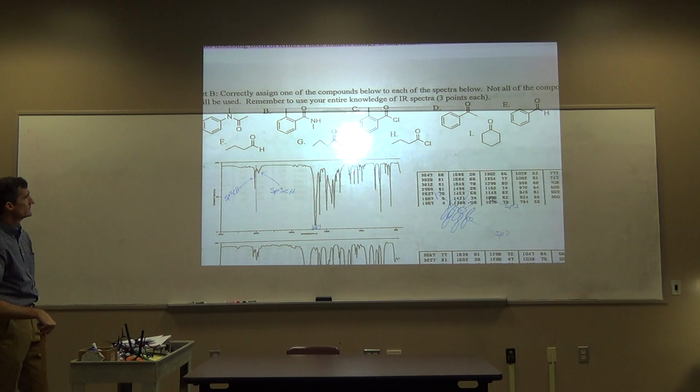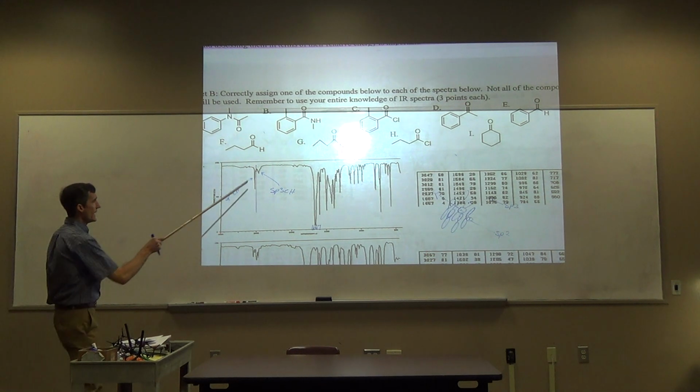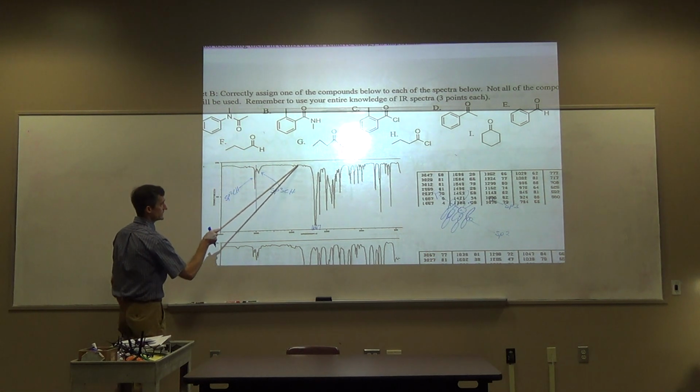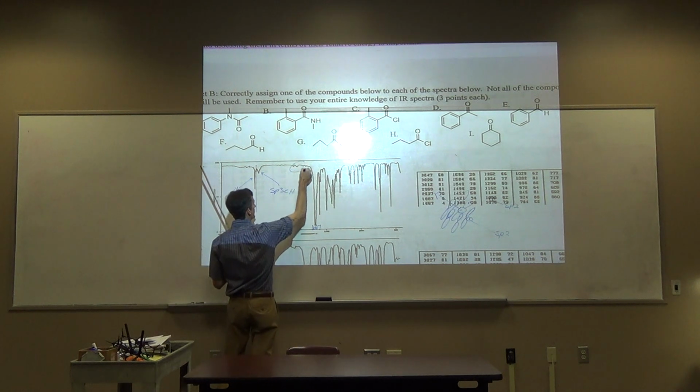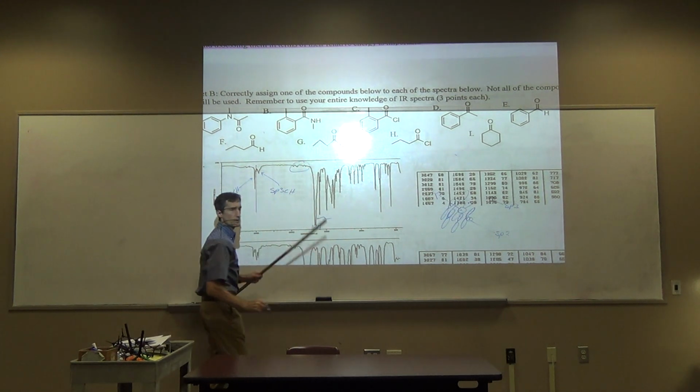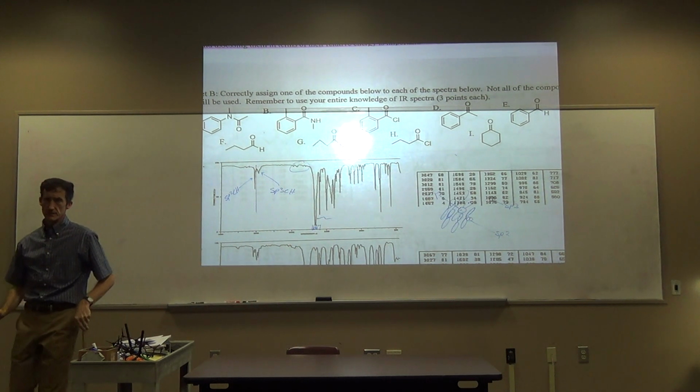Professor, also don't we know that it most likely has a ring because of the mountain range? Aromatic, yes. It's a little weak, but it looks like an aromatic, and it's also got some peaks through here, 1500, 1600.